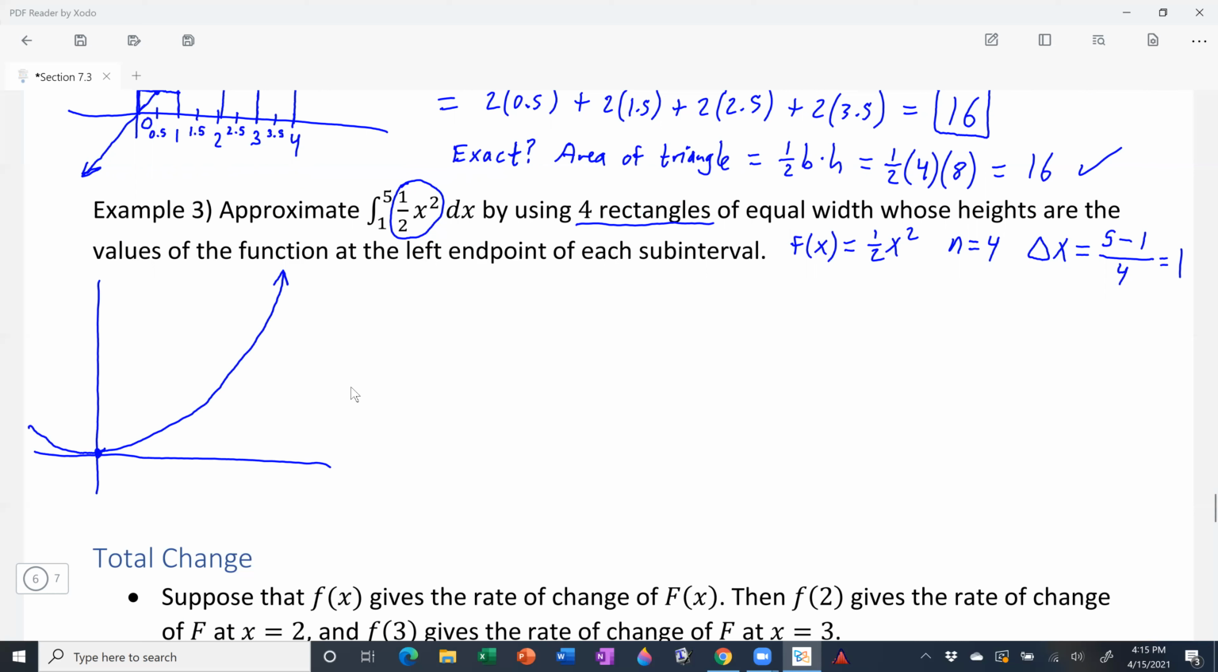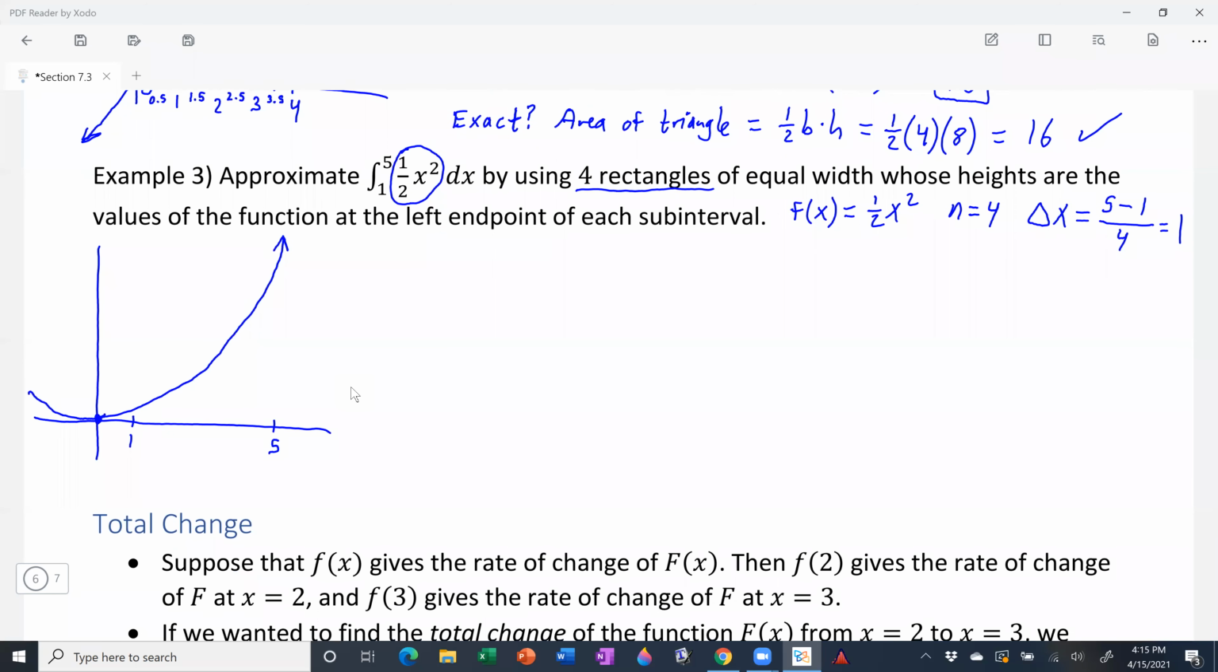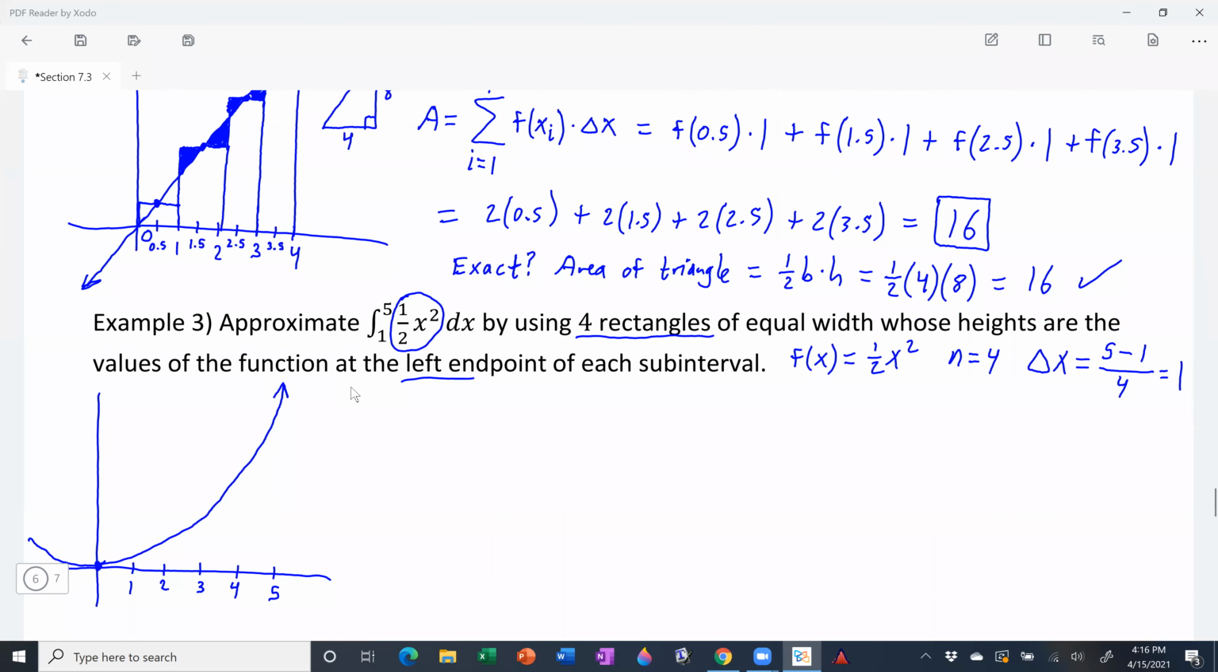So it hits right there at the origin, and then it's just this parabola opening up like this. And we want to go from 1 to 5. We want 4 rectangles, so we want to divide this interval up into 4 different intervals, and they're each going to have a width of 1. So 1 up until 3 would be halfway. So I just want to get these going like so.